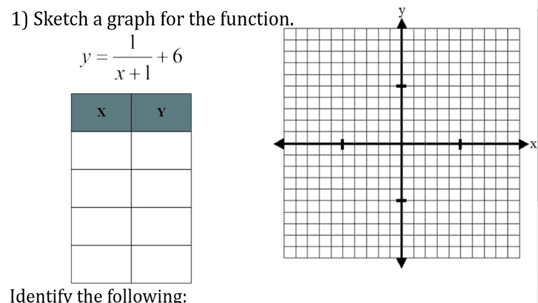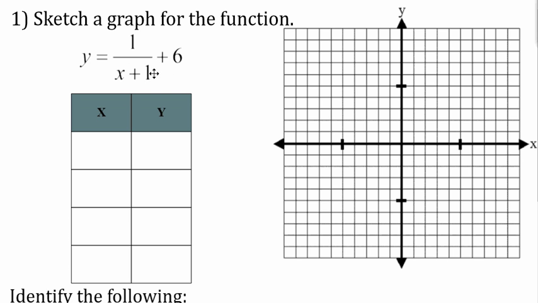So here's our first function. Y equals 1 over x plus 1, plus 6. The first step is identifying how many transformations are happening and whether they affect the inputs or outputs. Comparing it to my parent function 1 over x, I can see two transformations. One coming from this x plus 1 and one coming from the plus 6.